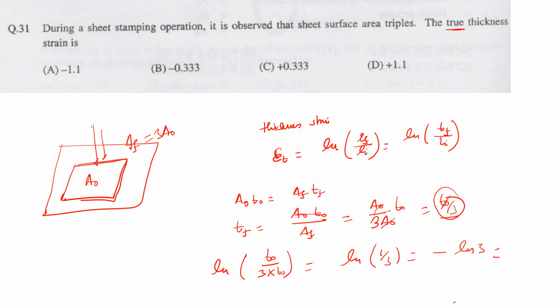So if you find this ln 3, okay, let me check what is this ln 3. Do you have the calculator? Okay, let me arrange a calculator, then after that I will tell you. So ln 3 is 1.098, so we can consider minus 1.1, which is your option A, right?